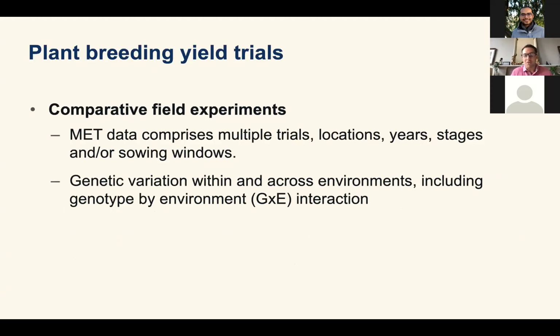And then what we do when we construct a MET data set is we put multiple trials together. They'll cover multiple locations, years. They may also cover multiple stages, sowing windows, all this sort of stuff. And there's no rule of thumb for how to construct a MET data set; it depends on the aims of your research and what you want to get out of it, and whether it's appropriate or not. So I've mentioned things here that you can do, combine different years and stages and whatnot, but obviously only if that's appropriate to do so.